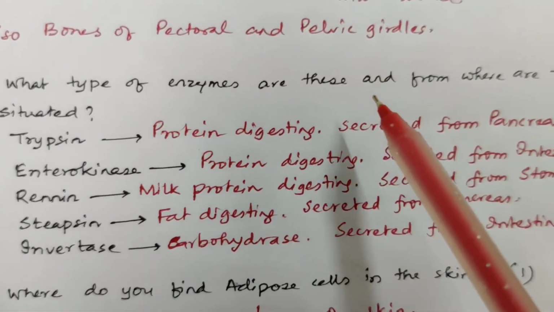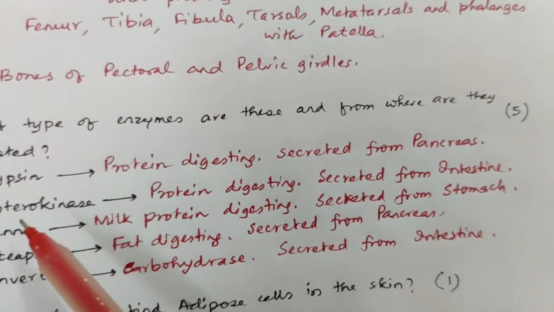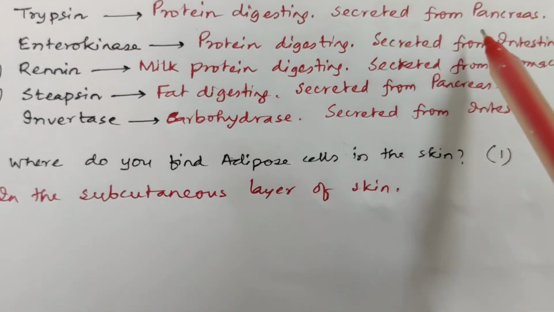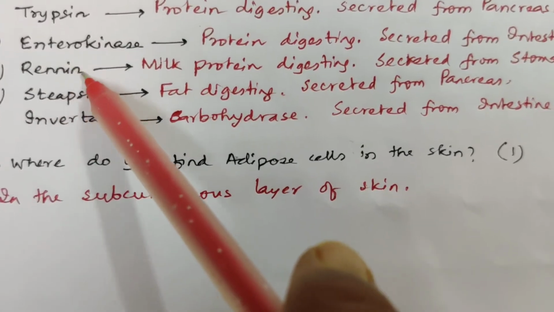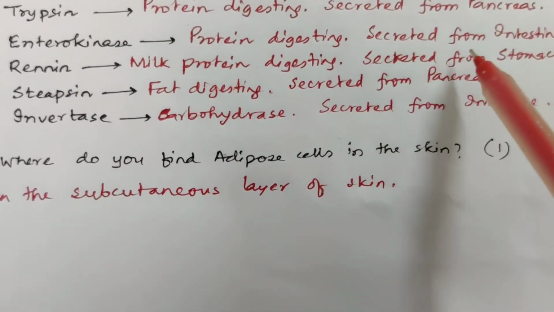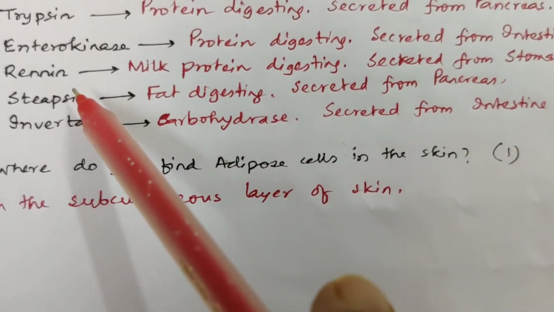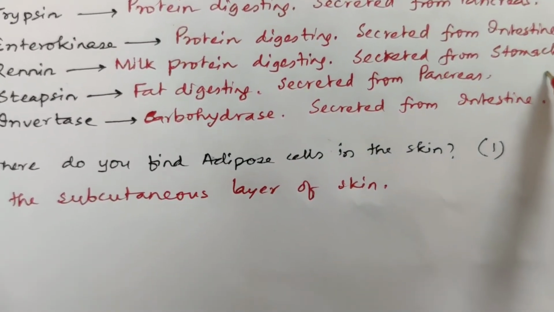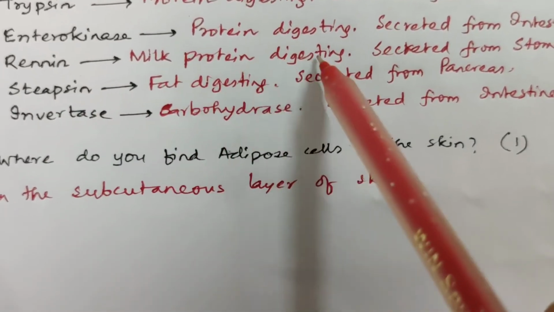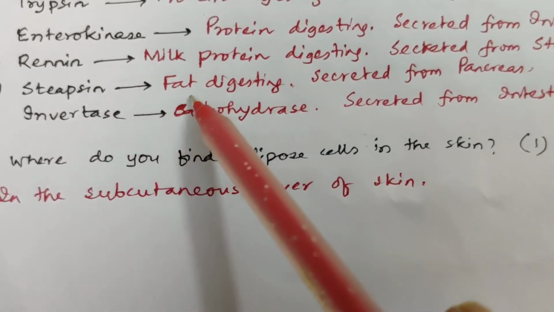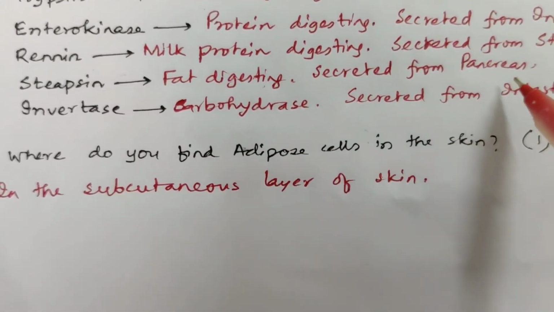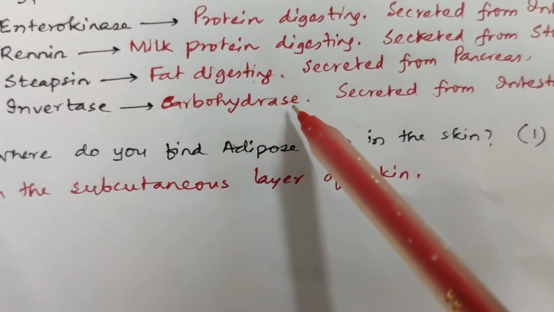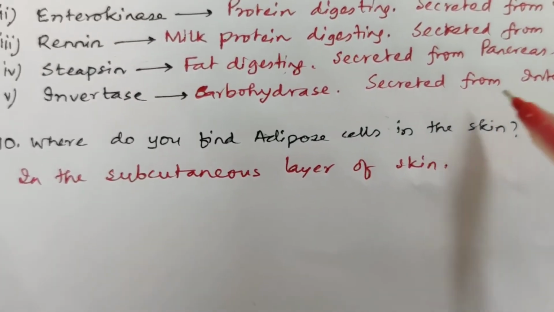Now what type of enzymes are these and from where are they secreted? One is trypsin. Trypsin is a protein digesting enzyme secreted from pancreas. Enterokinase is a protein digesting enzyme secreted from intestine. Renin is a milk protein digesting enzyme secreted from stomach of babies, not of adults, okay? Now steapsin is a fat digesting enzyme secreted from pancreas. Invertase is a carbohydrate digesting enzyme called carbohydrase secreted from the intestine.